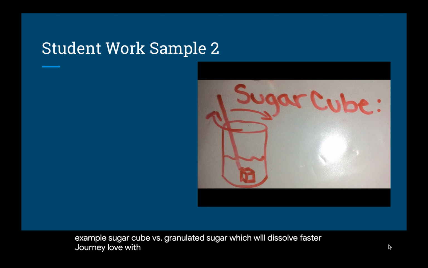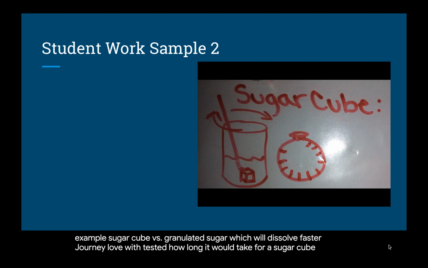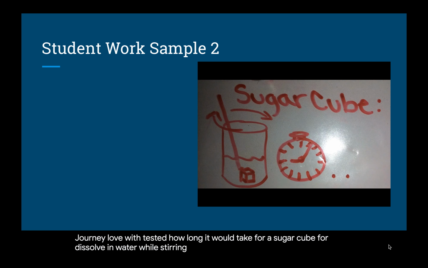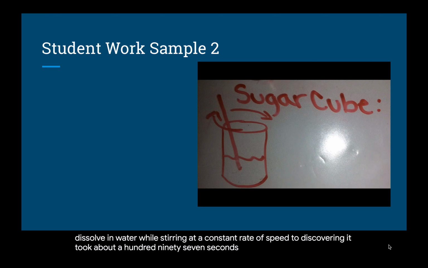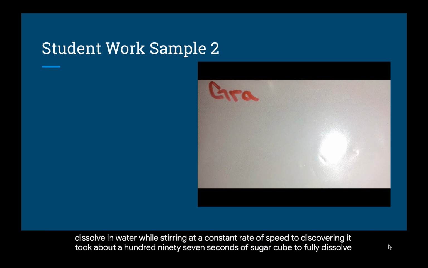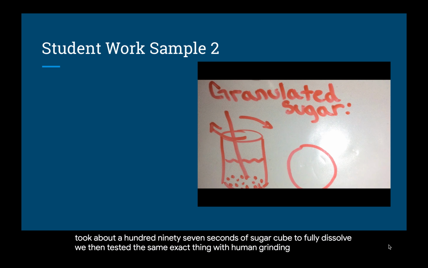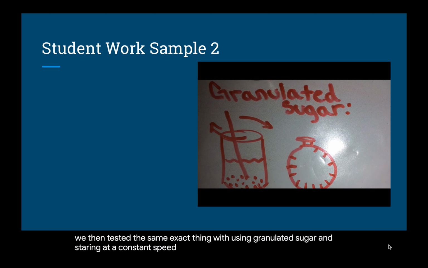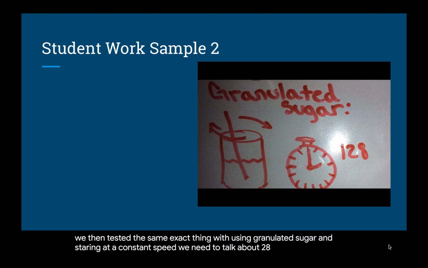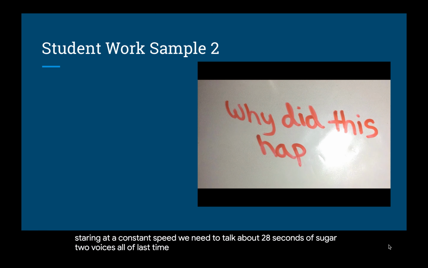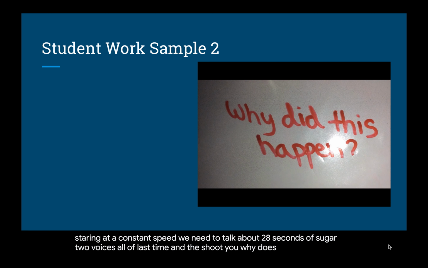During a lab, we tested how long it would take for a sugar cube to fully dissolve in water while stirring at a constant rate of speed. We discovered it took about 197 seconds for the sugar cube to fully dissolve. We then tested the same exact thing with granulated sugar, stirring at a constant rate of speed. We discovered it took about 128 seconds for the sugar to fully dissolve, which was less time than the sugar cube. Why did this happen?